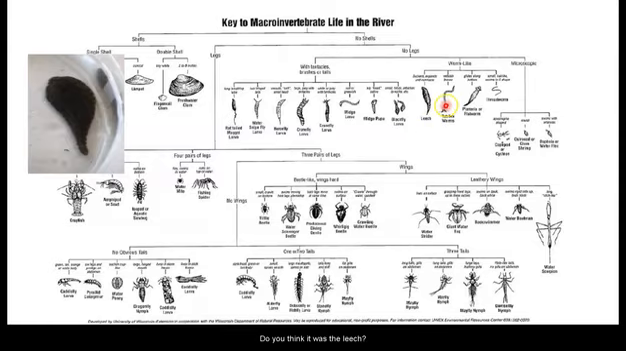Did you think it was the leech? I agree. It's not the planaria. The planaria actually has a triangle-shaped head on it, so we would be able to distinguish that pretty easily. This one is a leech.